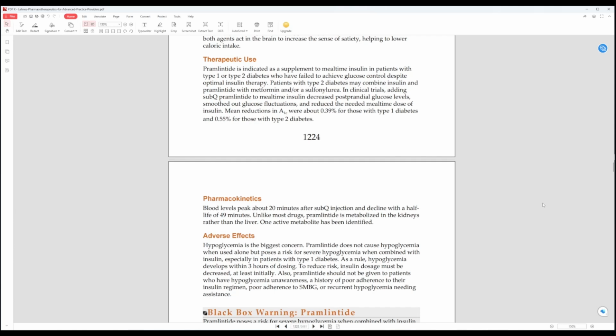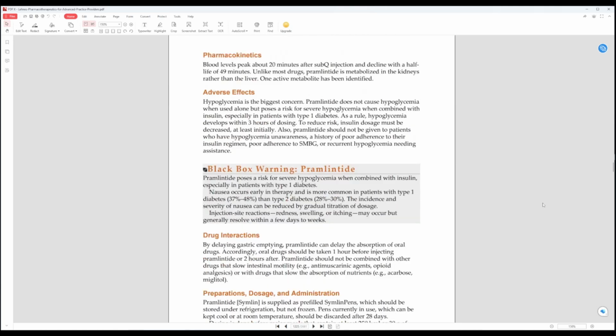Mean reductions in A1C were about 0.39% for those with type 1 diabetes and 0.55% for those with type 2. Its pharmacokinetics, therefore. Blood level peaks about 20 minutes after subcutaneous injection and declines with a half-life of 49 minutes. Unlike most drugs, pramlintide is metabolized in the kidneys rather than the liver, and one active metabolite has been identified. Its adverse effects: hypoglycemia is the biggest concern.